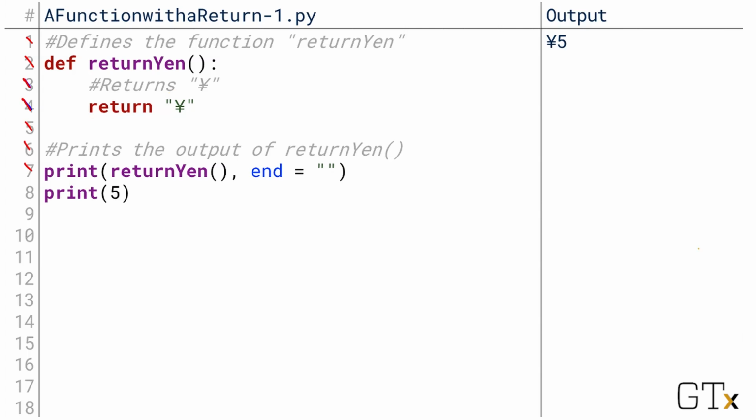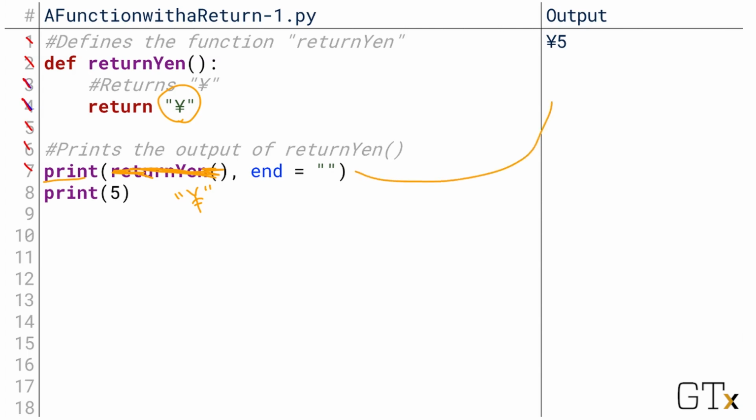When a function ends with a return statement like this one, what it basically says is to take whatever follows the keyword return, in this case the symbol for yen, and replace the function call with it. So where this previously said to print the output of return yen, now it says to print the string holding the character for yen. Now there are no more parentheses or expressions left to resolve. There's no more functions left to evaluate. And so this print statement can just run.